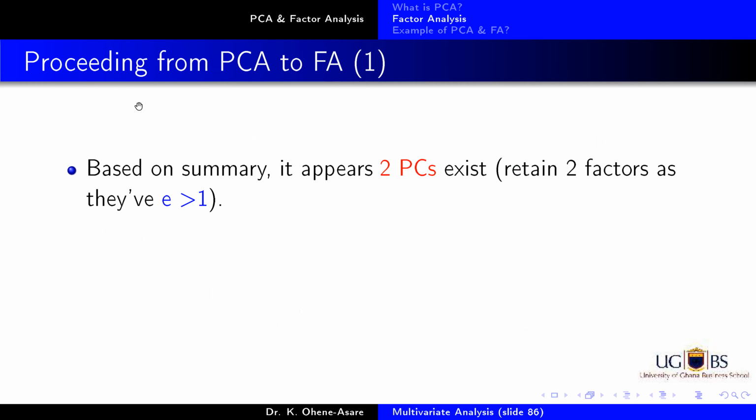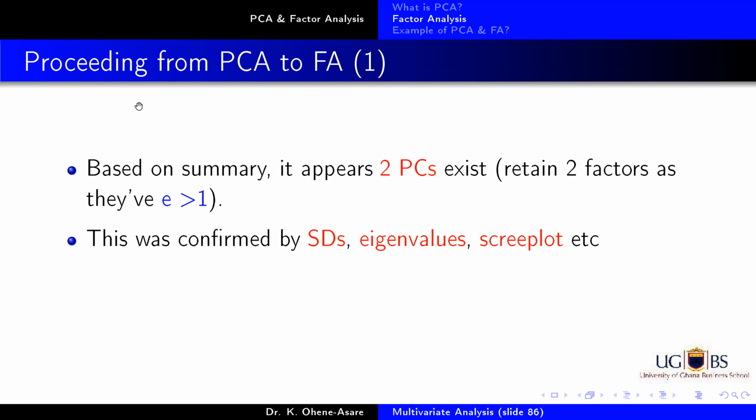Okay, so we are going to proceed as if we are done with principal component. In fact, if I'm doing an exam situation, I will give you the story as if you have already done principal component, and now you have the number of factors, and now you're going to use the number of factors. Based on the summary of the principal component analysis, it appears last week that we had two principal components. If you can remember, we retained two factors because they have eigenvalues which were greater than 1.